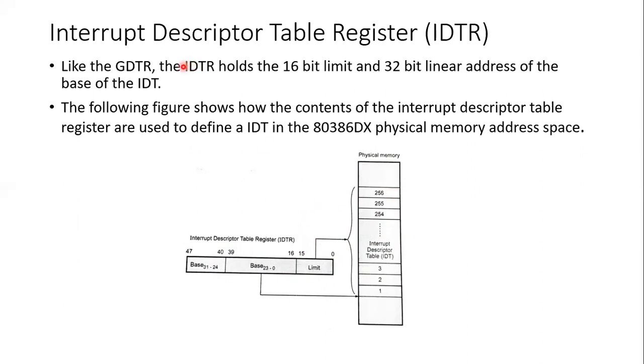Like the GDTR, the IDTR holds the 16-bit limit and the 32-bit linear address. Same, 16-bit limit and 32-bit linear address of the base of the IDT. The following figure will show the contents of the IDT registers used to define an IDT. See, the register will always define a table, let that register be local, global, or interrupt. And it is defining in terms of the 80386DX because we have a 32-bit register and physical memory address space.